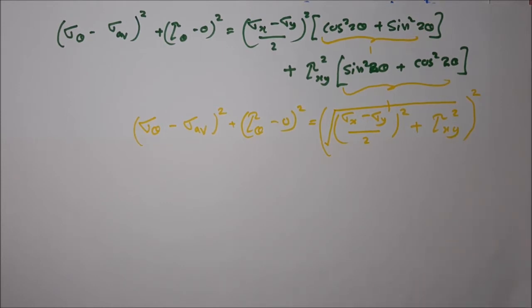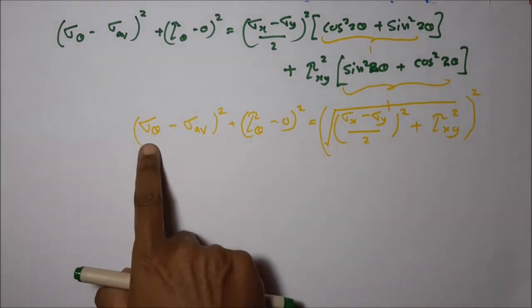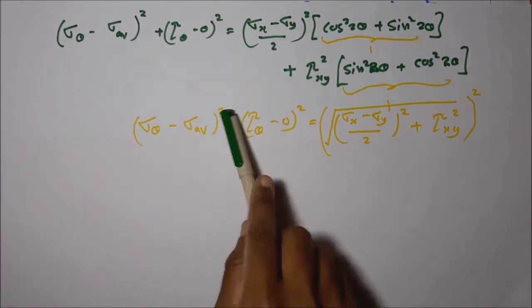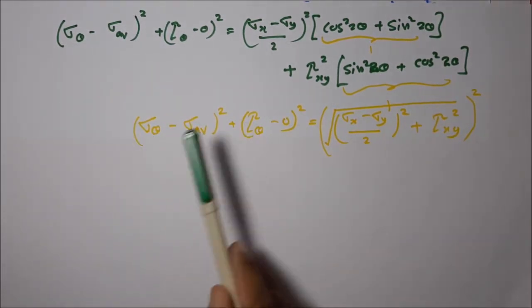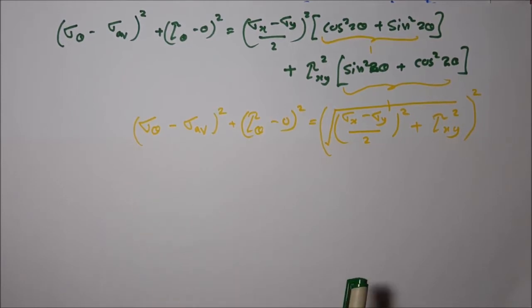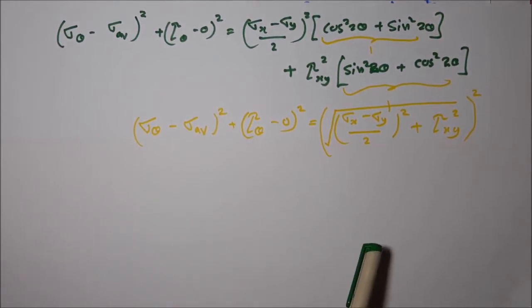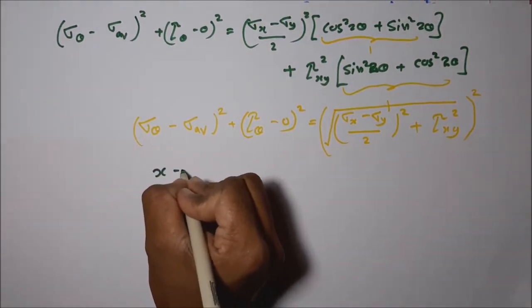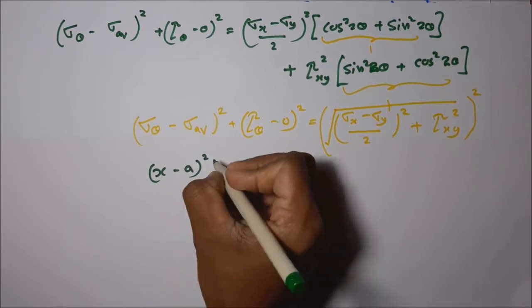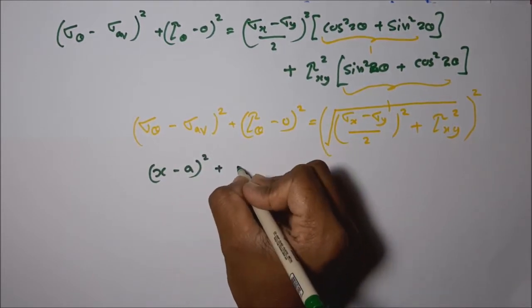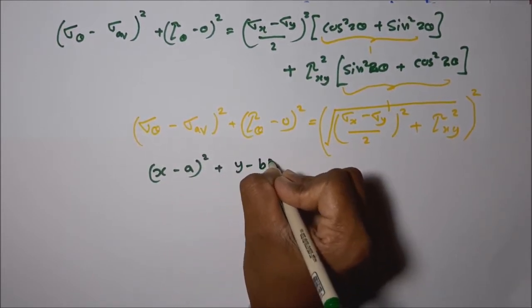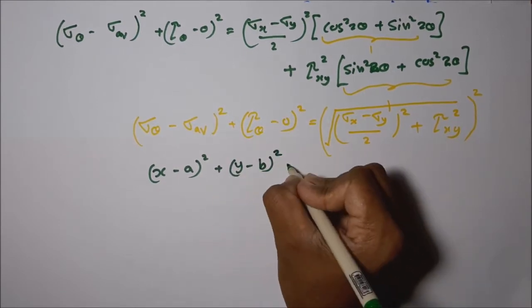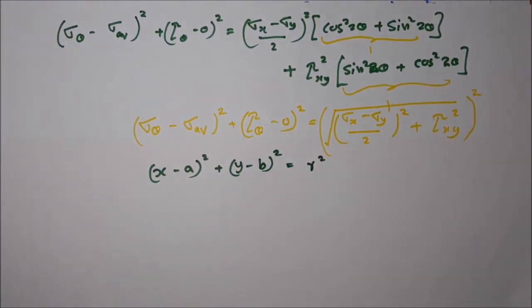Then what is this equation actually? If sigma theta and tau theta are variables, then all the others are constants. Only these two variables, sigma theta and tau theta. I think you all know this equation. It is x minus a, squared, plus y minus b, squared, is equal to r squared. This is the equation of a circle.